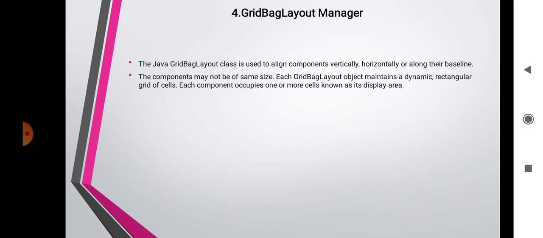The Java GridBagLayout class is used to align components vertically, horizontally, or along their baseline. The components may not be the same size. Each GridBagLayout object maintains a dynamic rectangular grid of cells, and each component occupies one or more cells, known as its display area. Here is the example for the GridBagLayout manager.